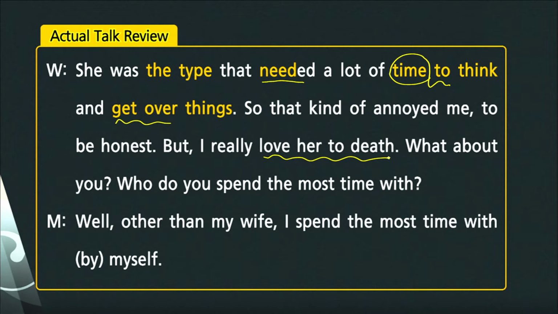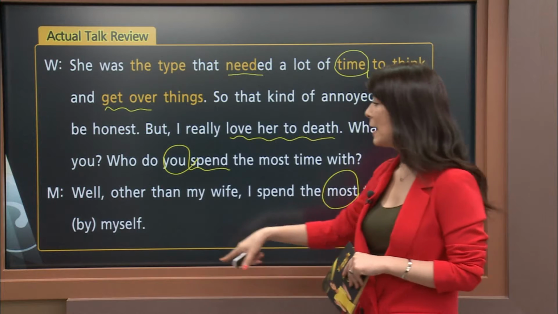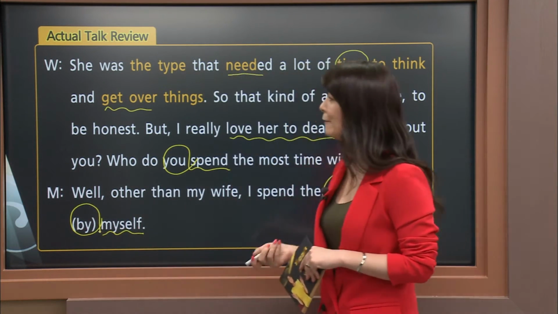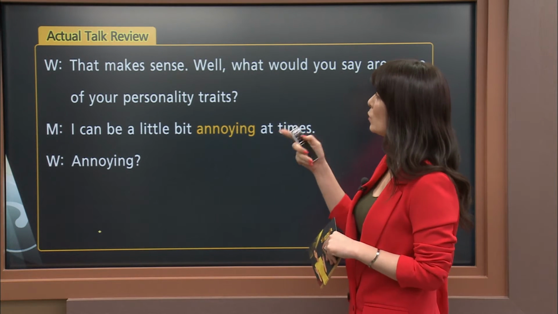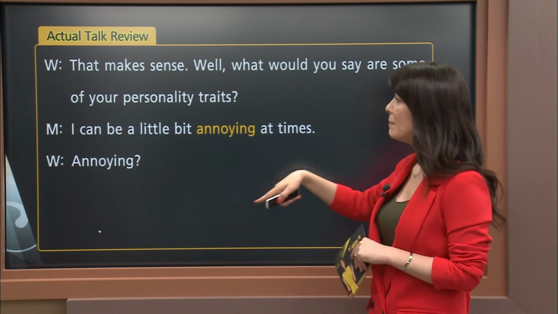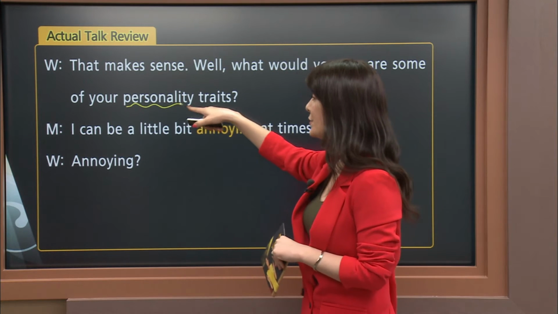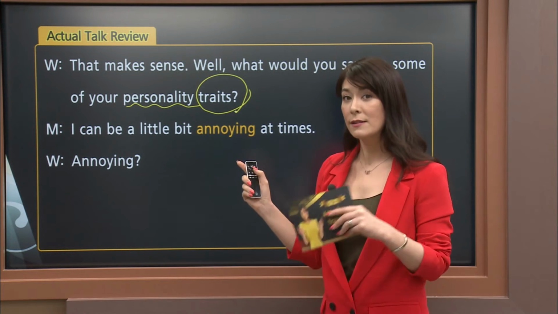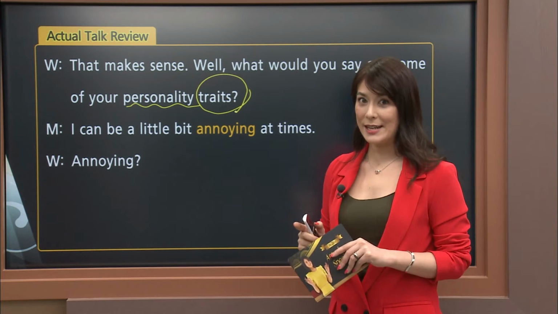I love her. Now she asks Peter, what about you? Who do you spend the most time with? Peter says, well, other than my wife, I spend the most time with who? He says, myself, or I guess you can say by myself. That makes sense. Well, what would you say are some of your personality traits? So, Rachel is asking about Peter's personality traits. She's saying, what is your personality like?